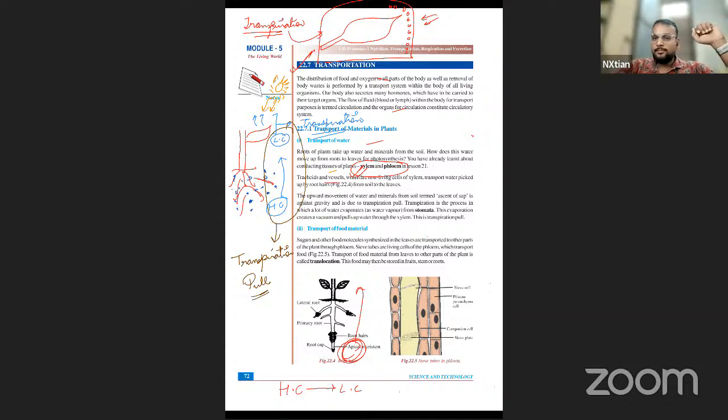Understood, guys? No, you didn't understand anything. So transpiration pull occurs due to the transpiration process in the leaf. And what is transpiration? Transpiration is the loss of water from the leaves. Oh my God. Guys, did you understand? No.